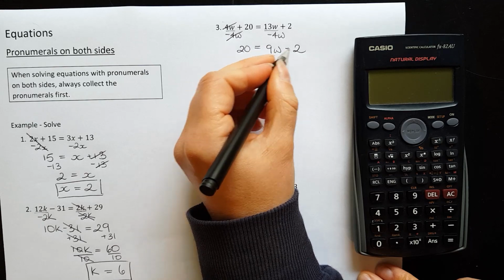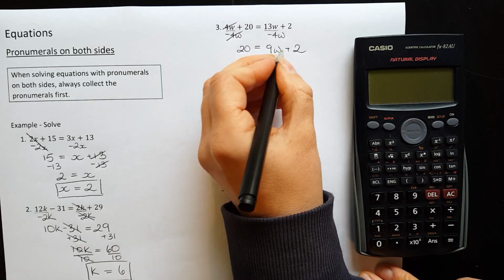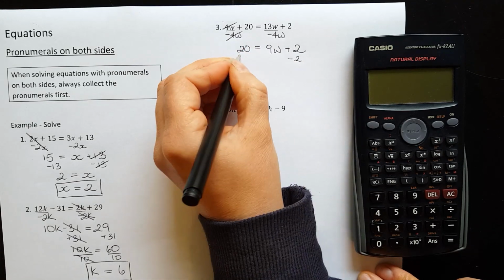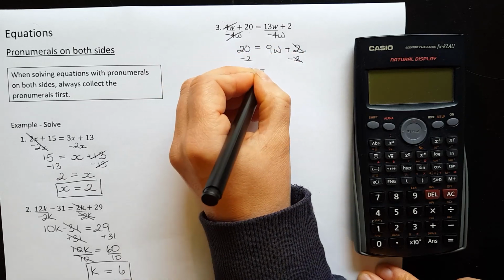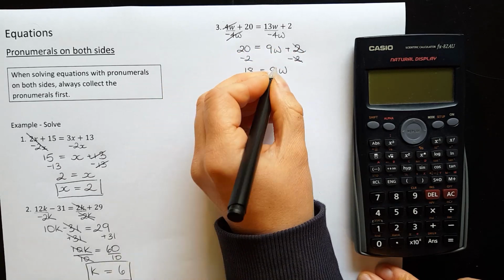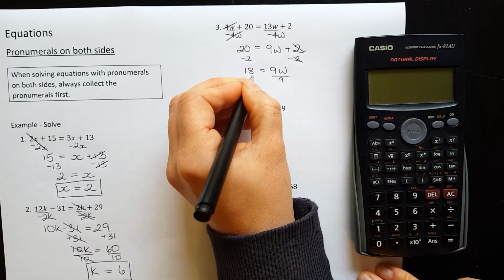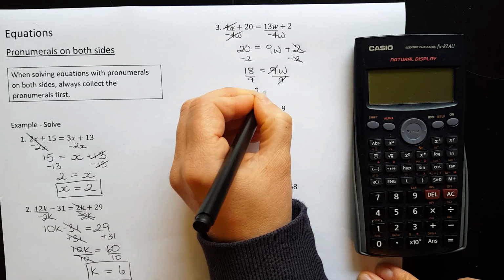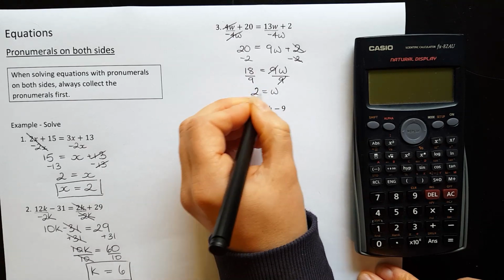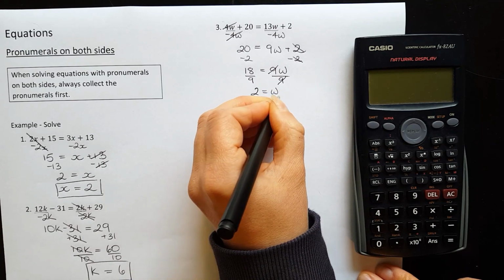Now, getting the 9 and the 2 away, I need to move the 2 first. So I subtract 2 from both sides, which gives me 18 is equal to 9w, and then divide by 9. So that gives 2 is equal to w, or switching it around, w is equal to 2.